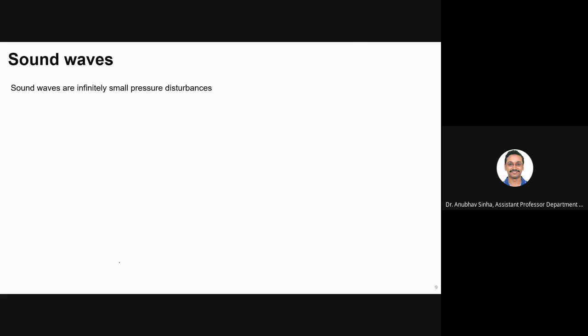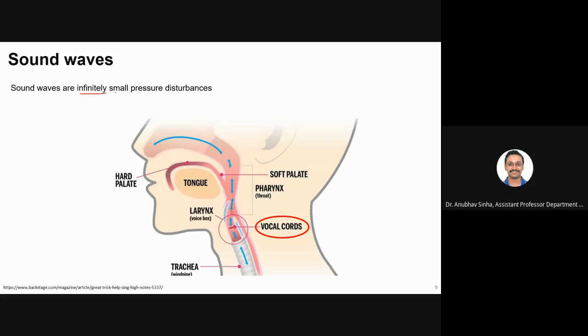Now let us talk about sound waves. Sound waves are basically infinitely small pressure disturbances. When we speak, we create very small pressure disturbances which propagate in your room, and that is what you hear. For example, in a human throat we have vocal cords, which are shown here. The vocal cords vibrate and produce very small pressure waves which we hear as sound.